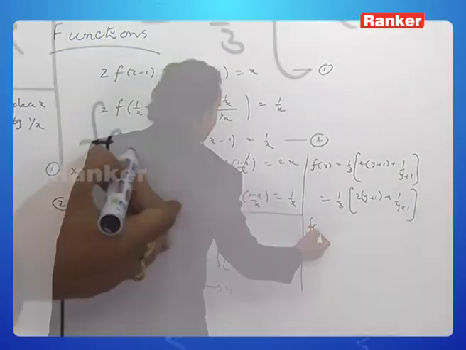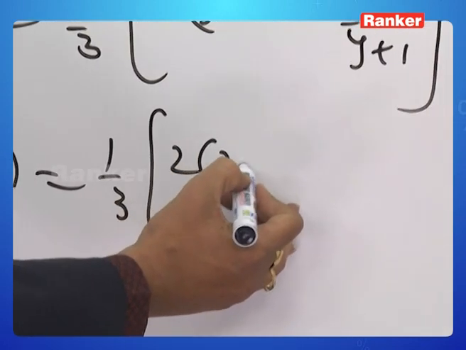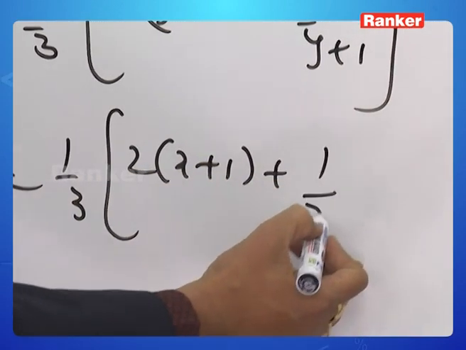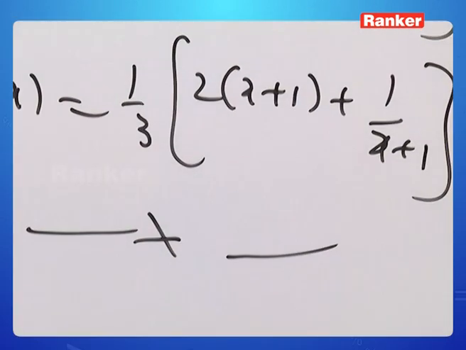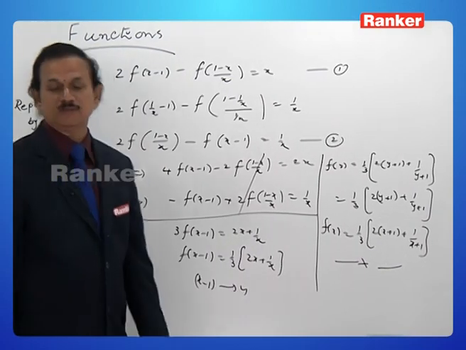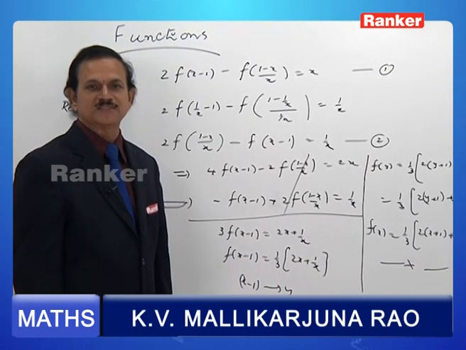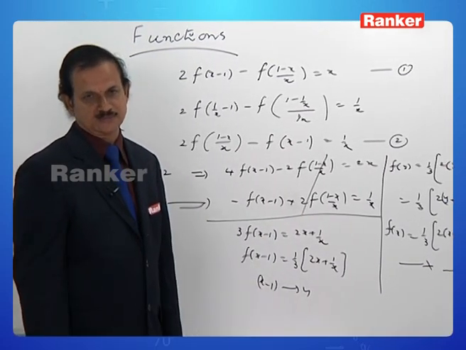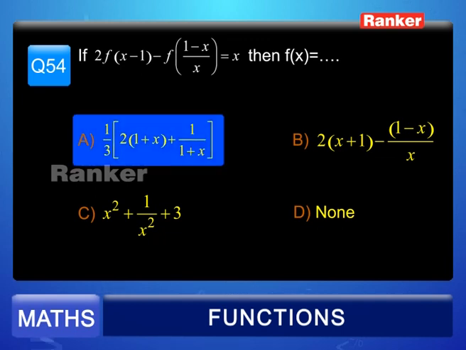But I want f of x. What is f of x? 1 by 3 into 2 into x plus 1 plus 1 by x plus 1. With the simple transformation, we are able to get f of x directly. This is f of x. And of course, among the given options, the first option is the right option.